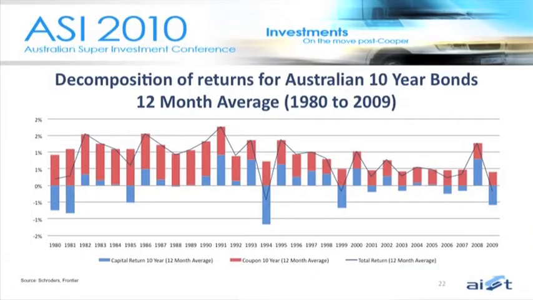So it's really the inflation story that has driven the yields down and driven the returns that we've had in these markets. This graph here decomposes the returns for Australian 10-year bonds. So a bond pays you a coupon every year, and there's also an element of capital gain or capital loss according to what happens to the price of the bond. So similar to shares, if the share price goes up and the dividend stays the same, you get a capital appreciation. It's exactly the same with bonds.